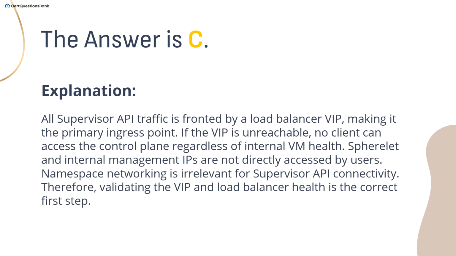The answer is C. All supervisor API traffic is fronted by a load balancer VIP, making it the primary ingress point. If the VIP is unreachable, no client can access the control plane regardless of internal VM health. Spherelet and internal management IPs are not directly accessed by users. Namespace networking is irrelevant for supervisor API connectivity. Therefore, validating the VIP and load balancer health is the correct first step.